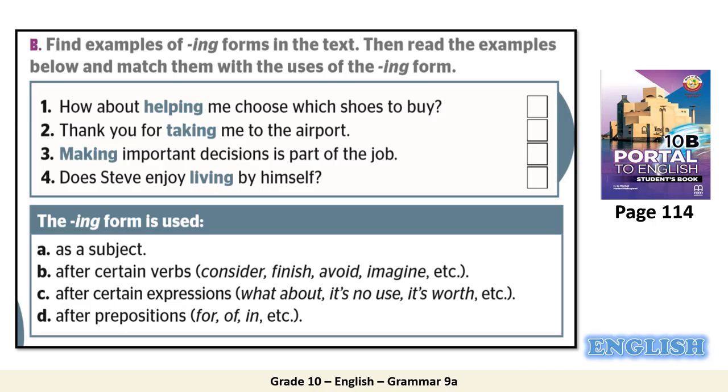Okay, let's start with number 1. How about helping me choose which shoes to buy? So here we have the use C. After certain expressions like what about, it's no use, it's worth, I put the verb plus ing. Why? Because here we have how about.